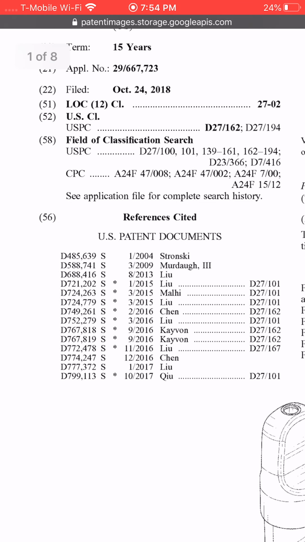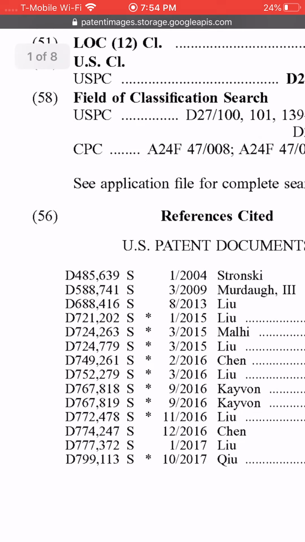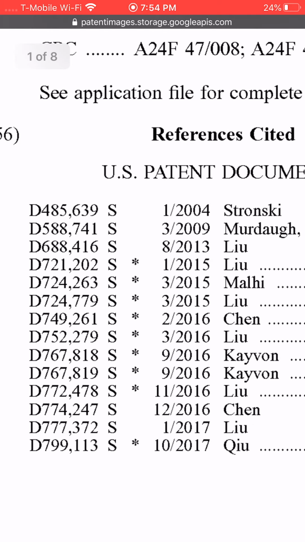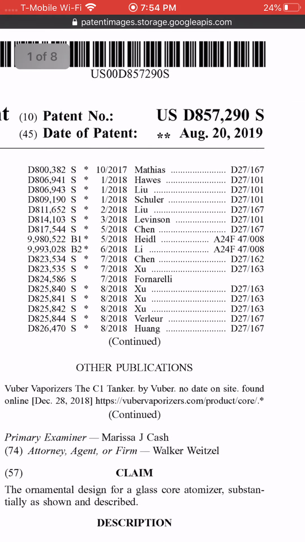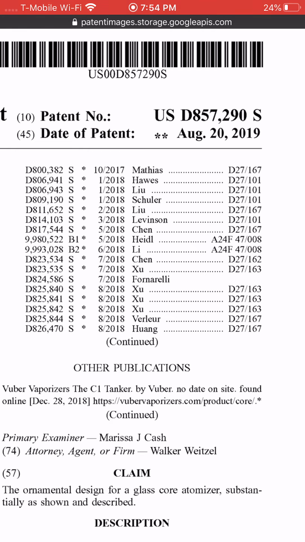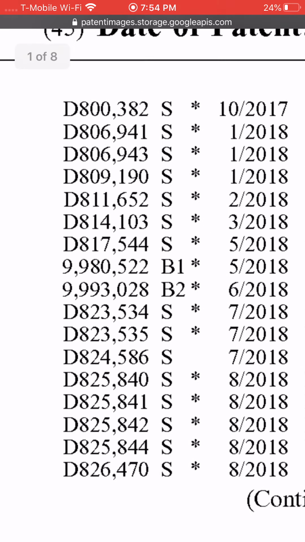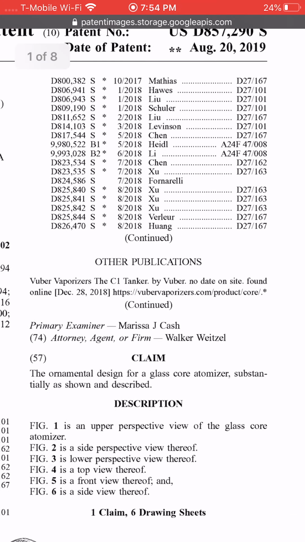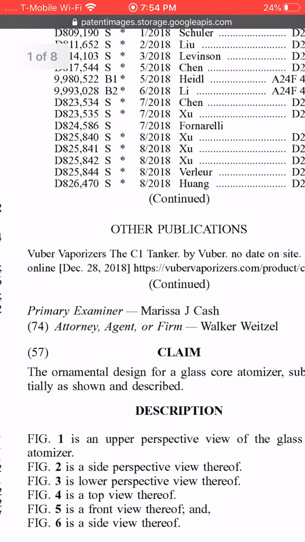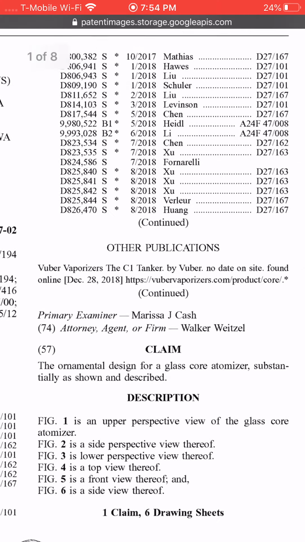But it does lead into the patents that the examiner did find when she did her own search. These are all of the references that the examiner found that were relevant when she was deciding whether our invention was novel and non-obvious. And she looked through all of these. They're all design patents except for a couple here in the middle. Those are utility patents. And the examiner is Marissa Cash. I've worked with her on a number of patents.